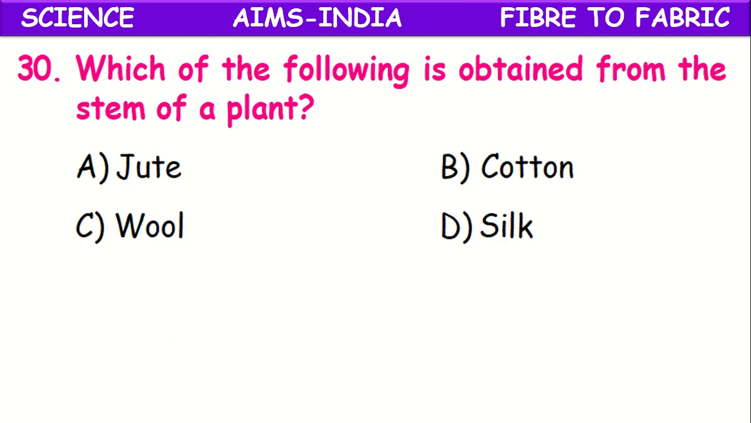Which of the following is obtained from the stem of a plant? So certain plant fibers are obtained from the stem of the plant. They are like jute, isn't it? See here in the given options. Jute is obtained from the stem of the plant. Even flax also is obtained from the stem of the flax plants. So here in the given options, jute is a plant from where fiber is obtained from its stem, whereas cotton is from its flowers or fruits. Wool is from the hair of the sheep and animals. Silk is from the silkworm. Okay, jute is the correct answer here.